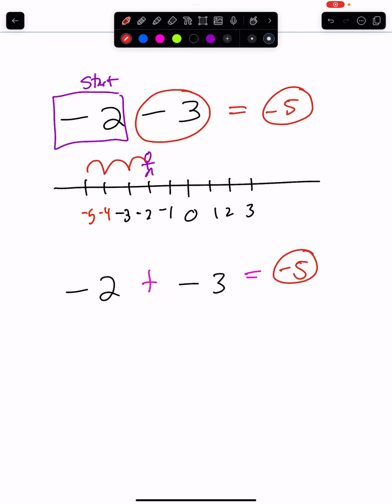So I hope this video was extremely helpful in helping you understand how to add or subtract positive or negative numbers, integers.